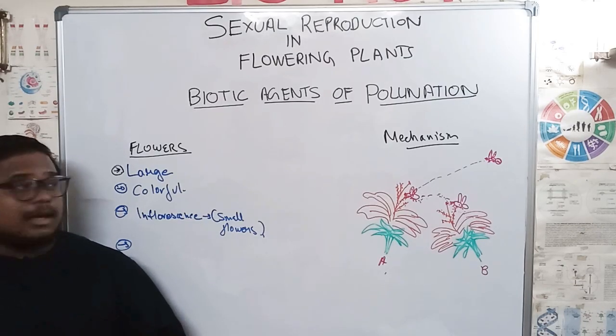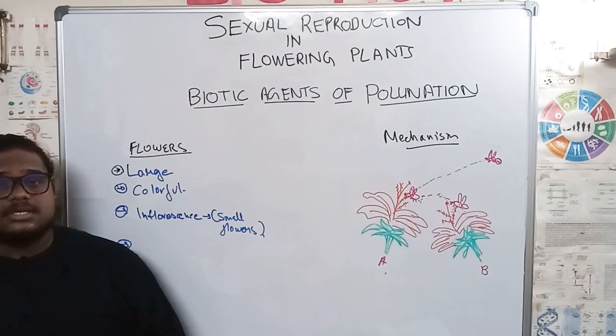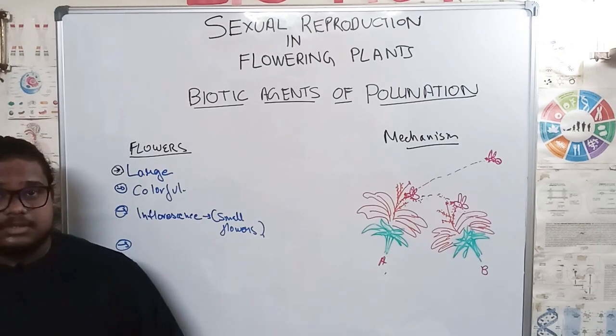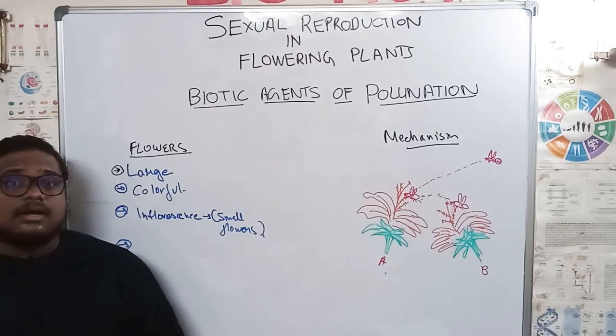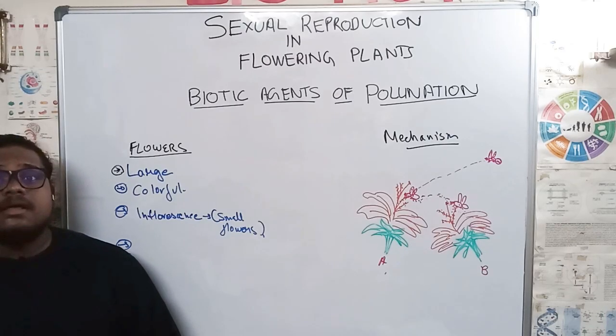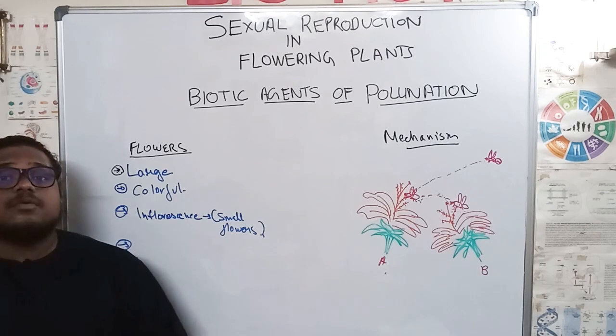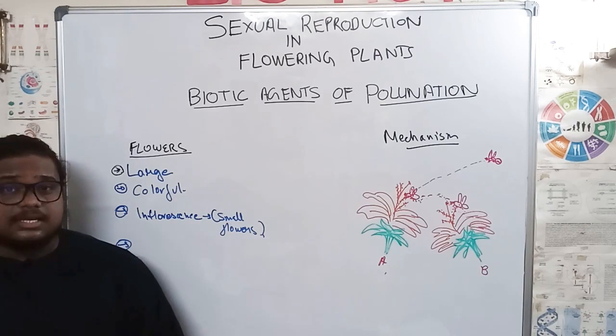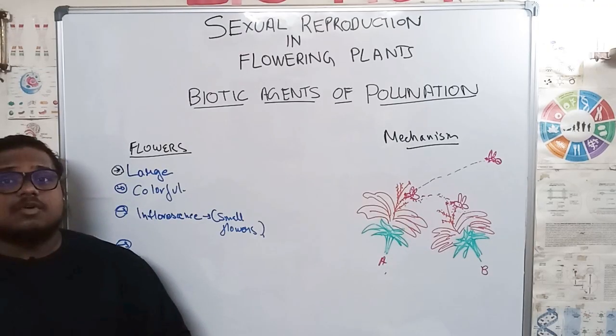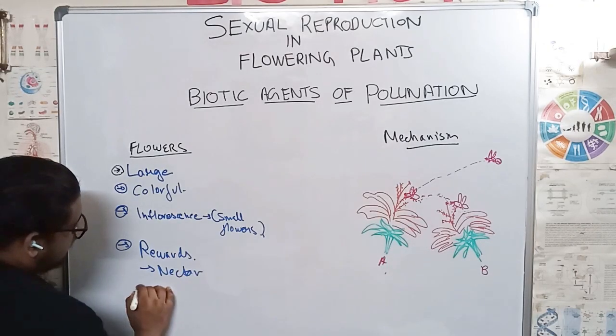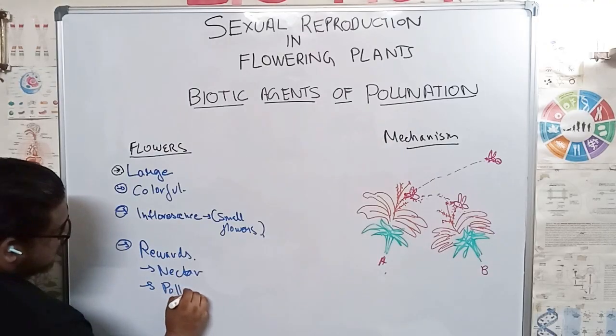The same happens in plants also. Whenever an insect comes, the main goal, the main purpose or aim of the flower is to attract insects, so that they come and carry the pollen grains to another flower. What they do is provide some special rewards, so that insects keep coming again and again and pollination keeps happening. Now what are these rewards? These rewards are nectar and pollen grain also.